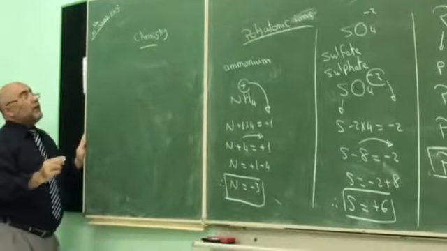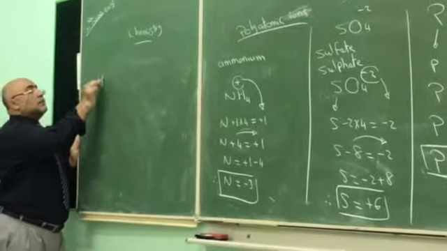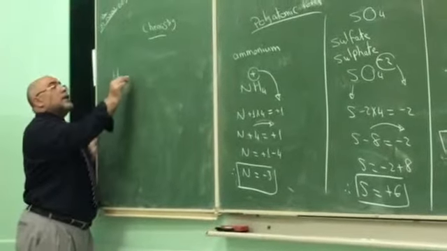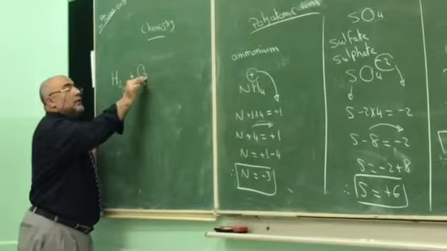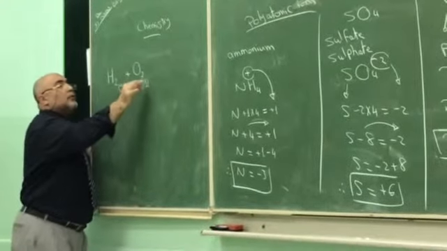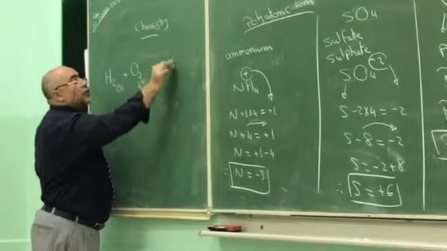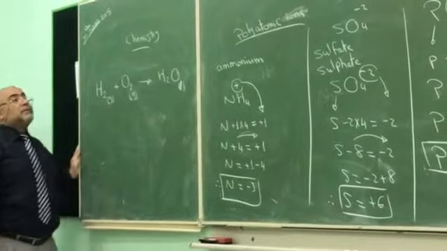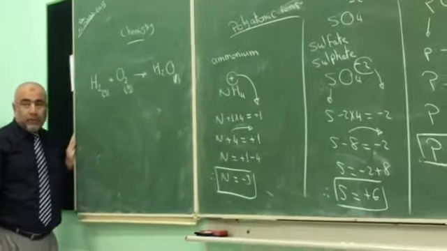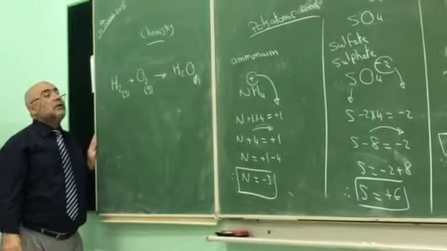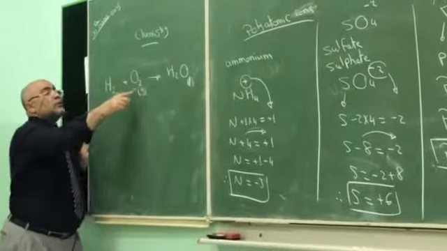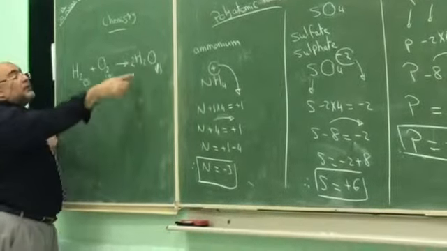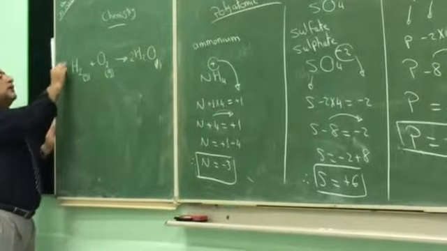Now, if we have hydrogen molecule as gas reacting with oxygen as gas to produce water, H2O as liquid. At first, we should know how to balance this. 2 hydrogen, 2 oxygen, only 1 oxygen on the other side, so it will be multiplied by 2. That means we have 4 hydrogen here, so it will be multiplied by 2.